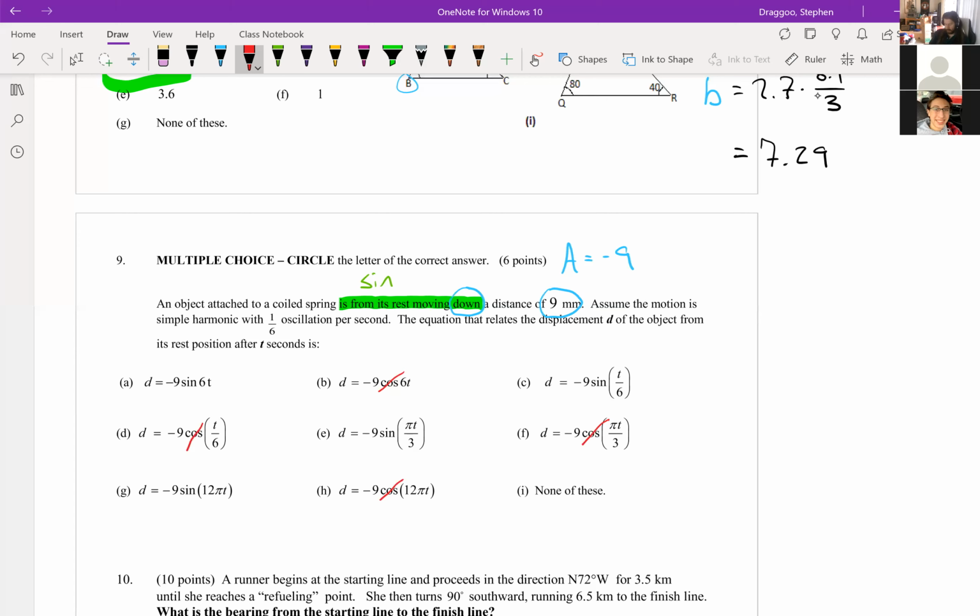And then also, if there were anything that didn't have -9, I could get rid of that too, but all the options are -9. So we just have to decide what the correct value of B should be. Don't need too much alliteration there. So if I'm looking for B, I should probably start with finding the period.